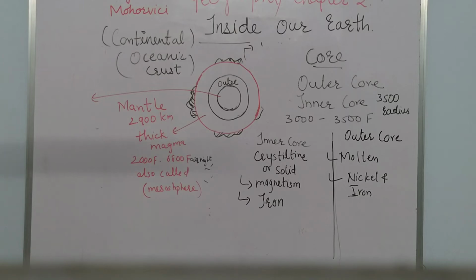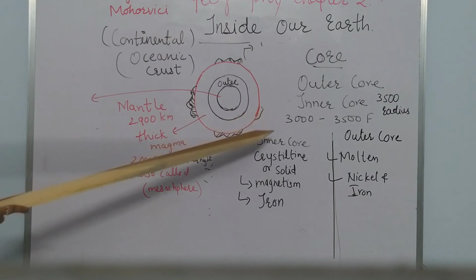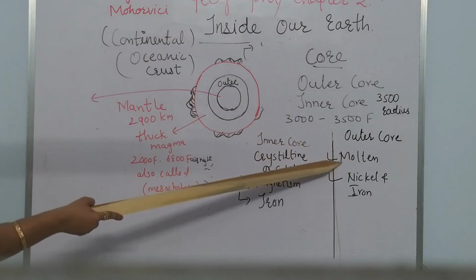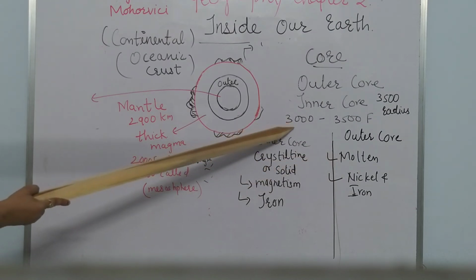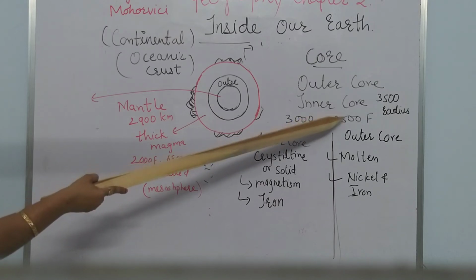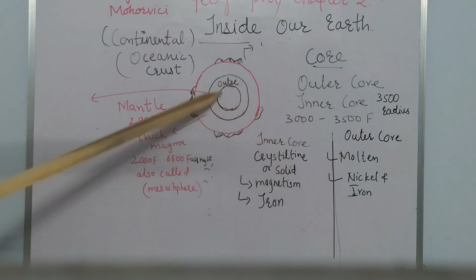Again, the core has an outer core and an inner core. Just we will discuss this. The outer core is molten, whereas the inner core is crystalline solid. The temperature you can find here is 3000 to 5000, 3500 Fahrenheit, and 3500 km is the radius of the core.